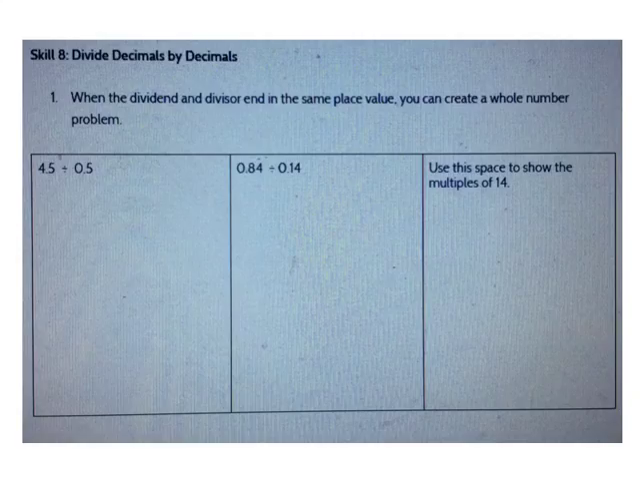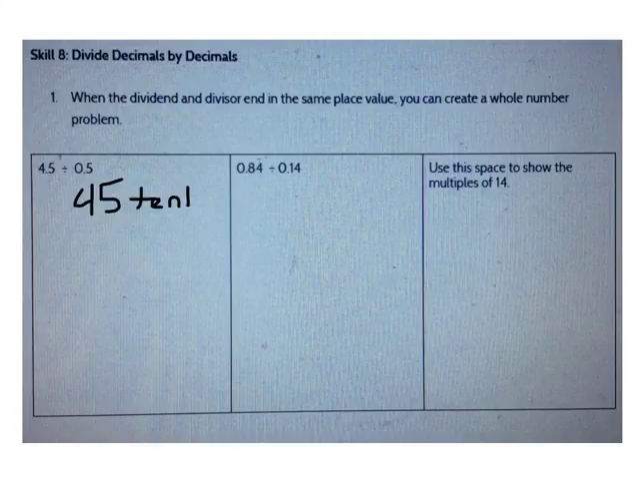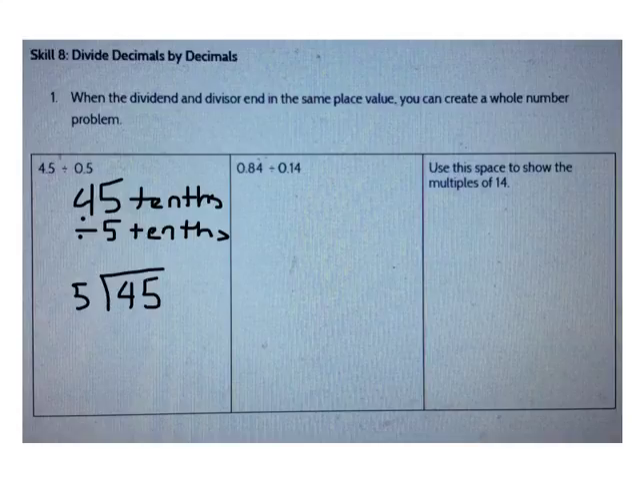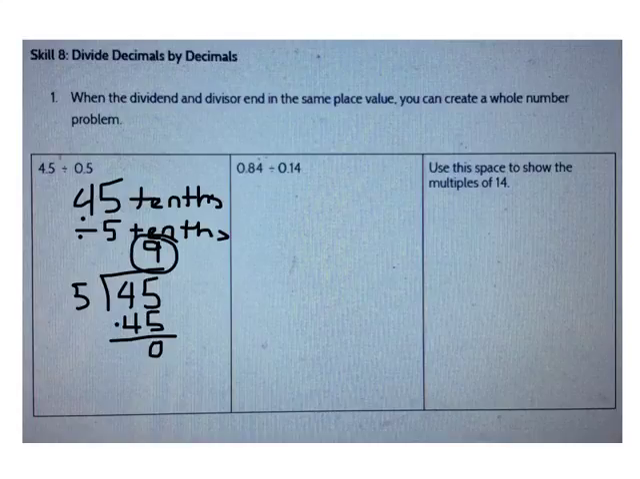We also talked about dividing decimals by decimals. Remember, when the dividend and divisor end in the same place value, you can create a whole number problem. Let's look at one. 4 and 5 tenths divided by 5 tenths. That's the same as saying 45 tenths divided by 5 tenths. Those units are the same, so we can just say that that's the same as 45 divided by 5. What's 45 divided by 5? It's 9. So the correct answer is 9.